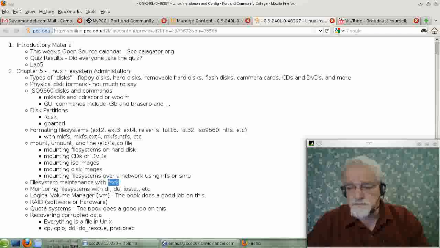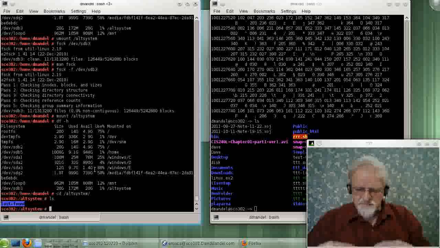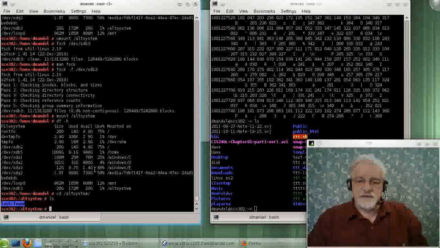fsck will run every so many times you mount the file system. That's configurable, but I think by default it's about every 20 times the system mounts a file system, it will try to do an fsck on it. That's kind of good. Now, remember I told you that the file system had to be unmounted in order to do a file system check.